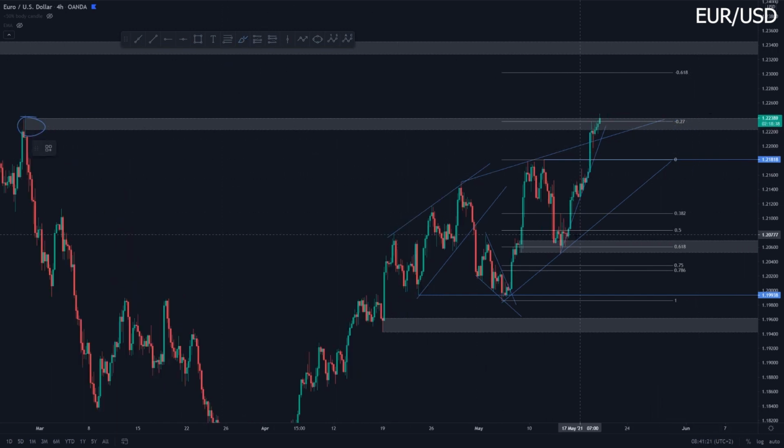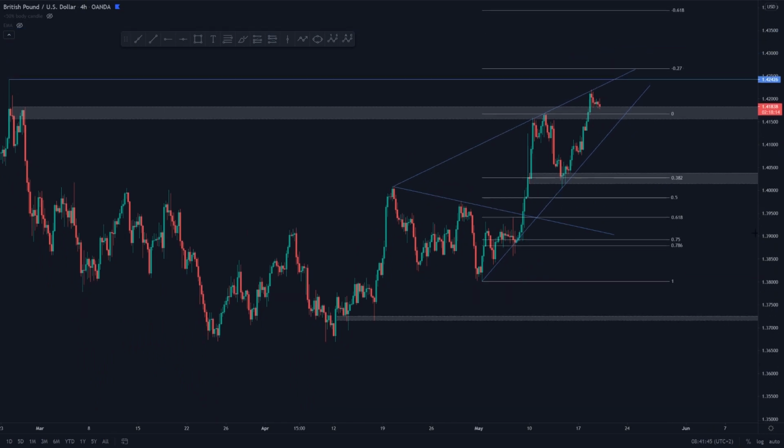Because as we can see at the moment, this overall move on Euro dollar is quite overextended. And therefore, I am not really that interested in looking for any longs, even if we retest structure over here, as this move overall is just far too overextended for me personally. So yep, that's Euro dollar. Let's head over to pound dollar.